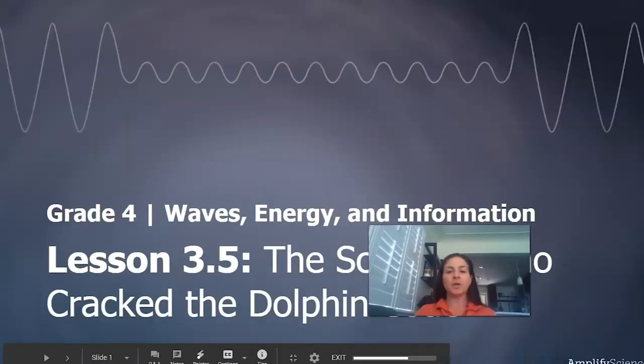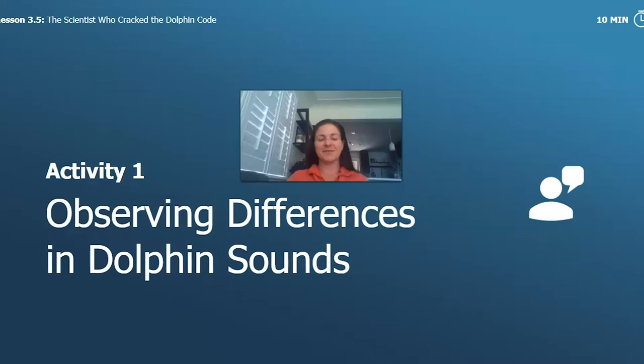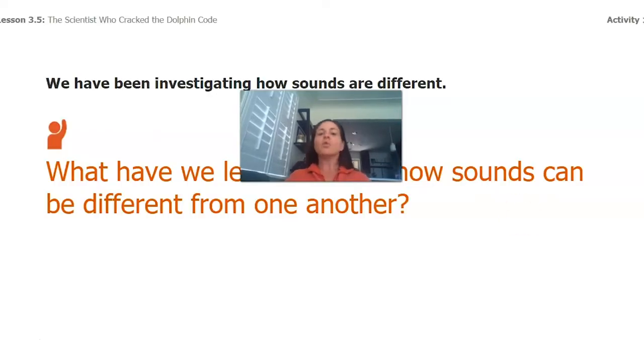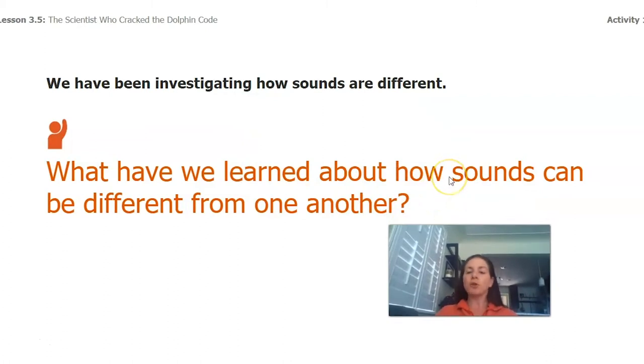And today we're actually going to be reading a book called The Scientist Who Cracked the Dolphin Code. So the first thing that we're going to do is observe differences in dolphin sounds. We've been investigating how sounds are different, and we've learned that sounds can be different from one another in a couple main ways. See if you can whisper in your head, what are the two biggest ways that we know sounds are different from each other?